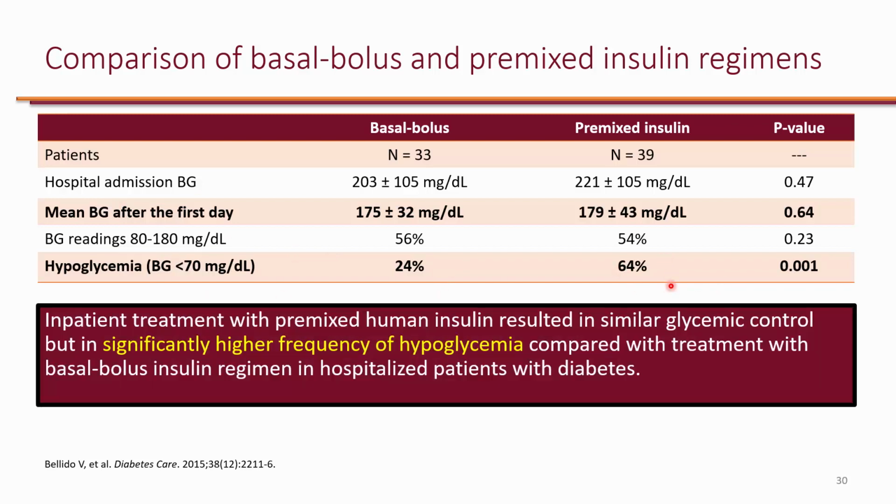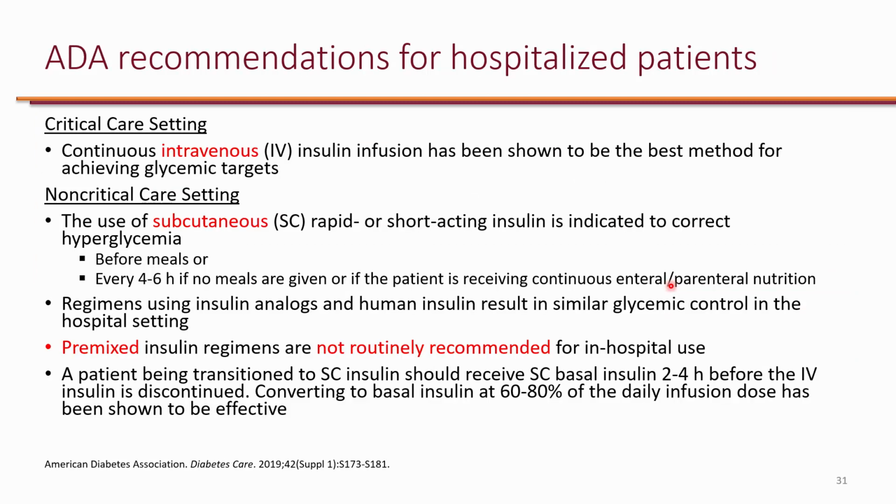So having all this evidence, here's what the American Diabetes Association recommends. For the critical care setting in the ICU, they recommend continuous IV insulin infusion, which with IV insulin is usually regular insulin. So when you hear IV insulin, you want to think regular insulin, whereas when it's subcutaneous, it could be almost any other type of insulin, including regular. And they say in the non-critical care setting, they recommend subcutaneous, rapid or short-acting insulin. They do say that pre-mixed insulin regimens are not routinely recommended for in-hospital use.